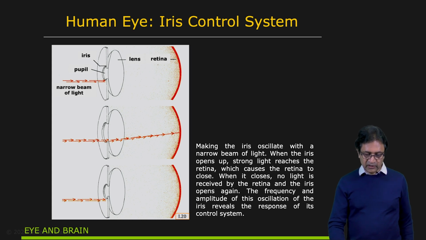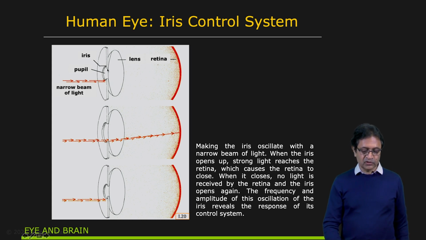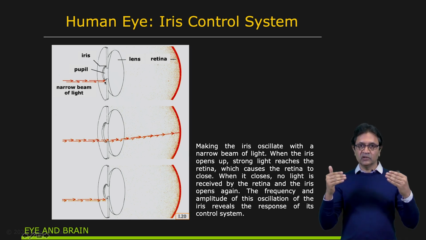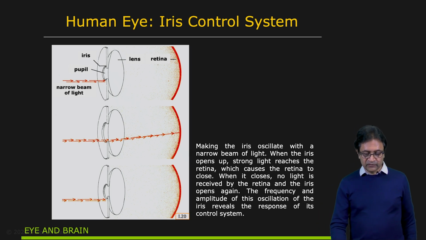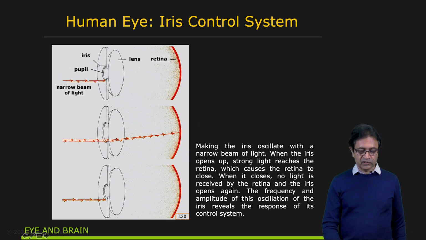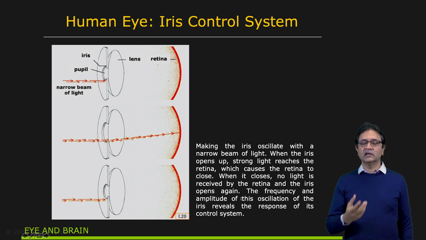So what has been done is to study the response of the iris. Because this simple experiment makes the iris oscillate, going back and forth, by looking at both the frequency and the amplitude of these oscillations, you can understand the characteristics of the control system that drives the iris.